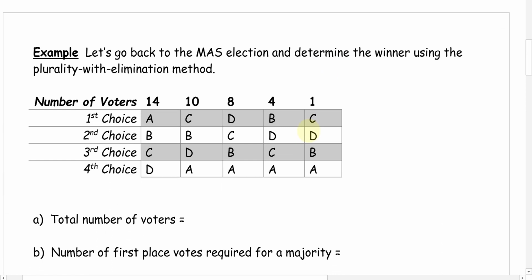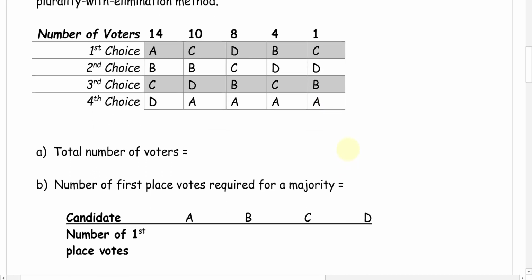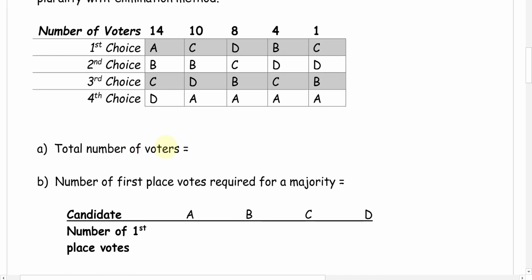So in our first example, we're going to go to the MAS election and determine the winner using plurality with elimination. So here is the preference schedule. First, we need to calculate the total number of voters, and we've done this before. There are 37 voters. And how many votes are required for a majority? So now we want to take 37, divide it by 2. That gives us 18.5. And so we would need 19 votes for a majority.